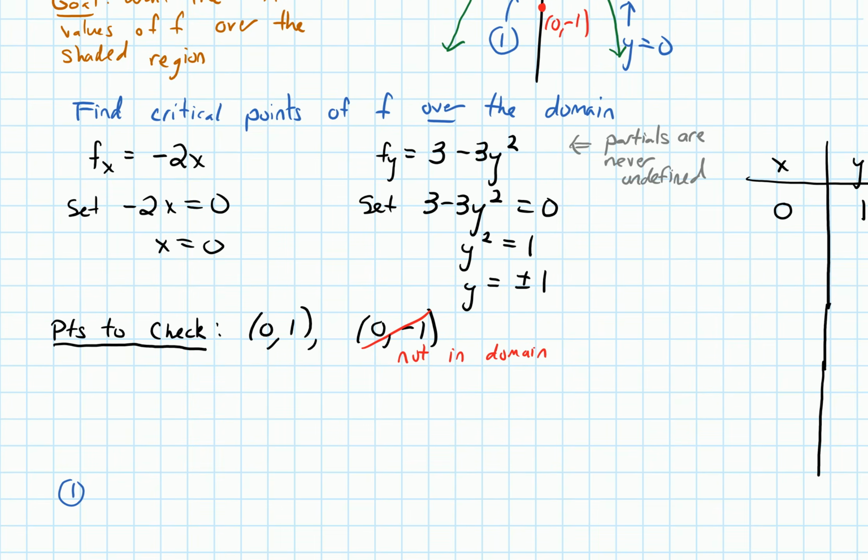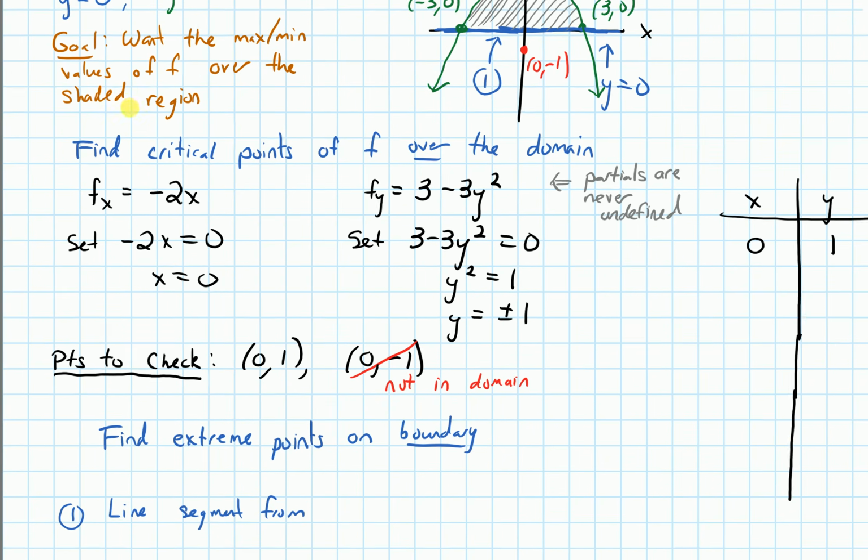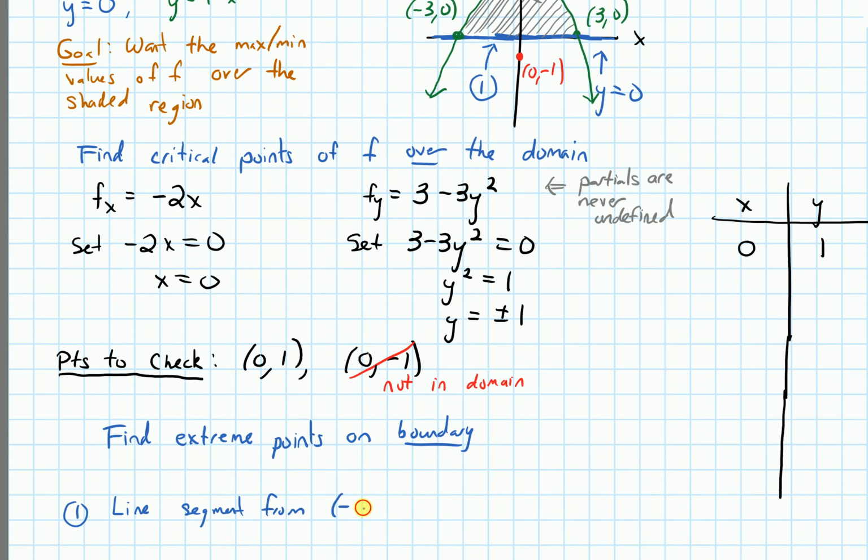All right, so what we need to do next is find the possible candidates for extreme points on the boundary. So the first part of the boundary that we'll look at is the line segment. What are the endpoints of that line segment? One of the endpoints is (-3, 0), and the other endpoint is (3, 0).